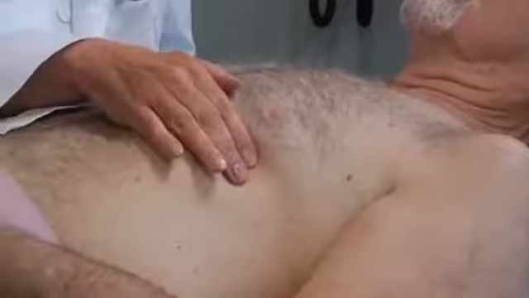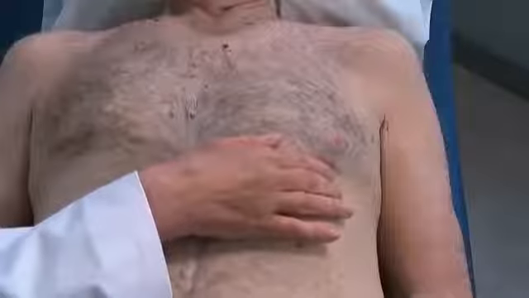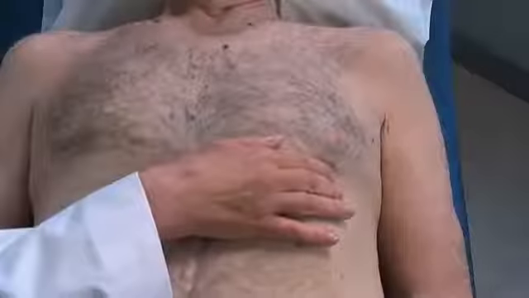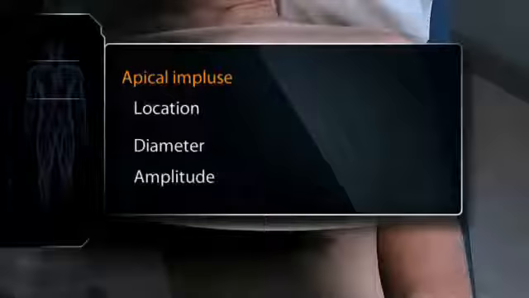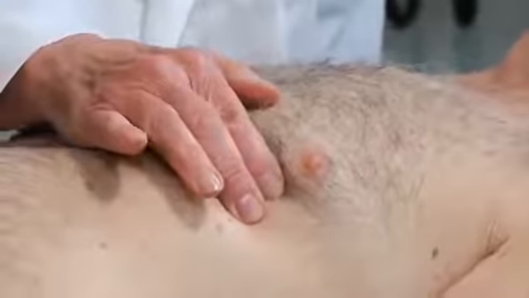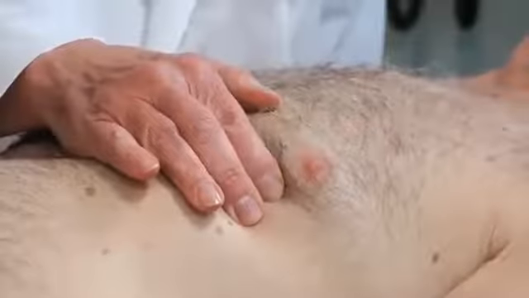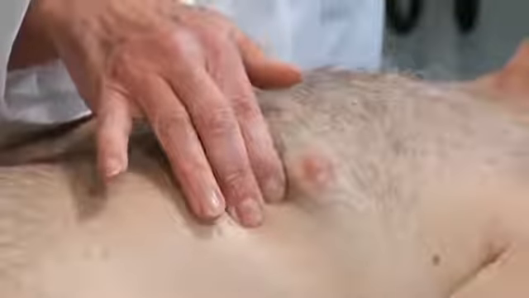Using the palmar surfaces of several fingers, then for finer assessments your fingertips followed by one finger alone, palpate to confirm the characteristics of the apical impulse. You will note its location, diameter, and amplitude. Identify the location of the apical impulse by the interspaces in which you feel it and by its distance in centimeters from the midsternal line.